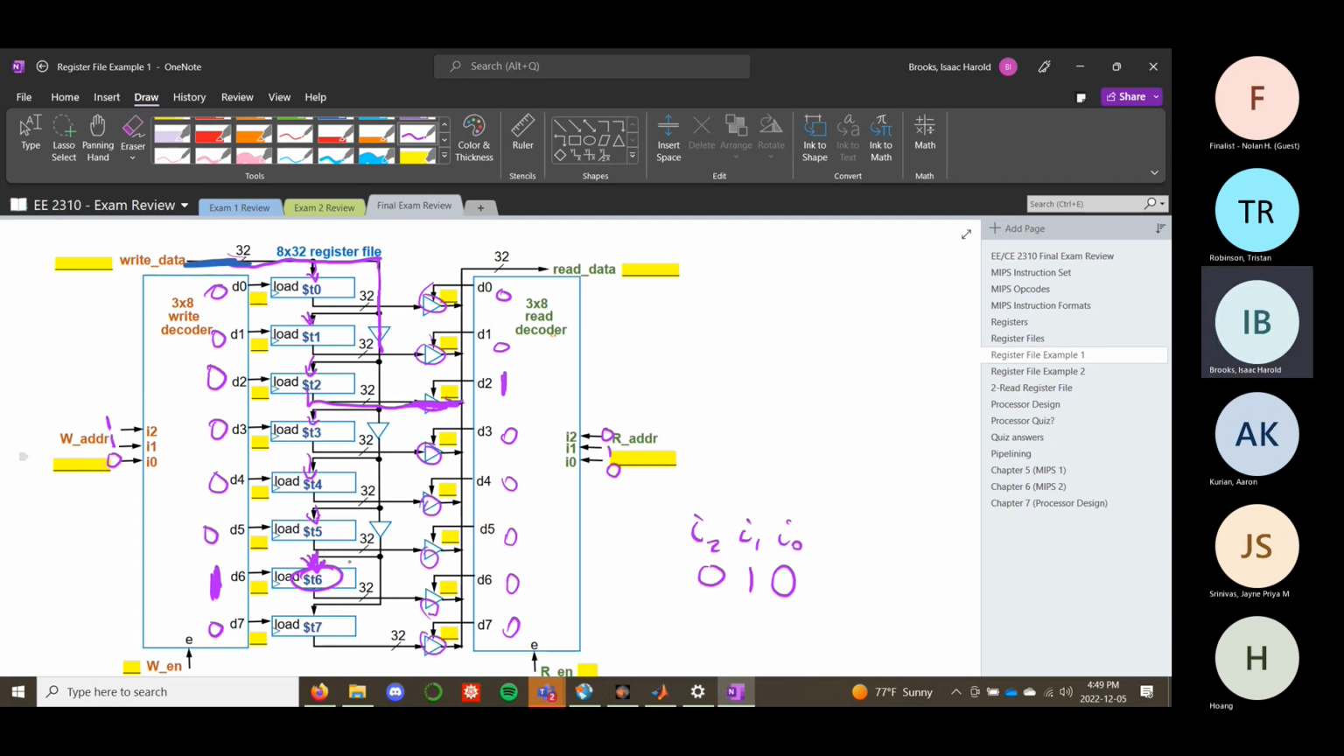We're still loading in this T6, that's still happening, but meanwhile, we're also reading T2, and that ends up on our read data line. So it is possible in these register files to read and write at the same time. That happens especially when you get into pipelining, which, did you guys talk about pipelining? Okay. We'll talk about that a little bit at the end. I don't think it's a huge topic on this exam. It might just be like, hey, this is possible, but you'll get into that in computer architecture. So this is register files.